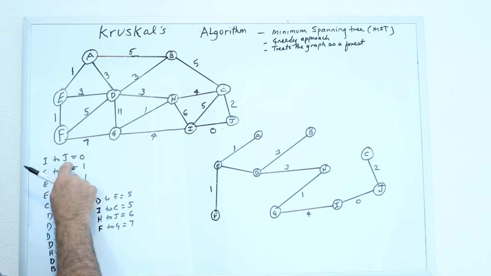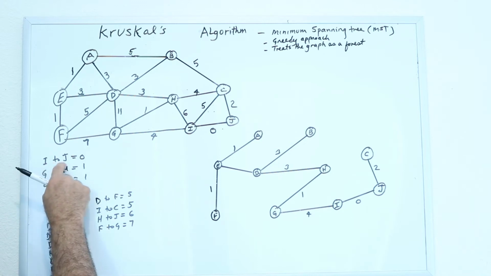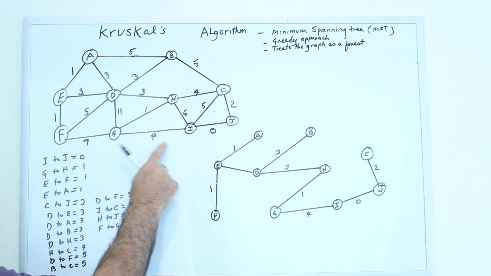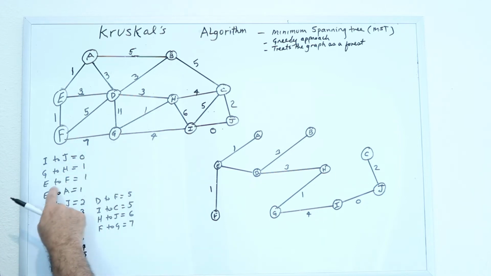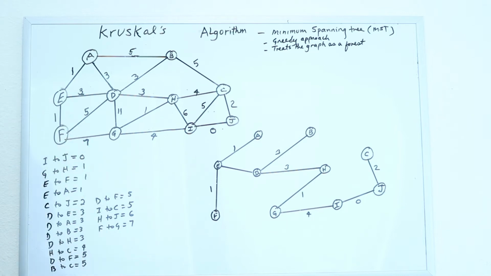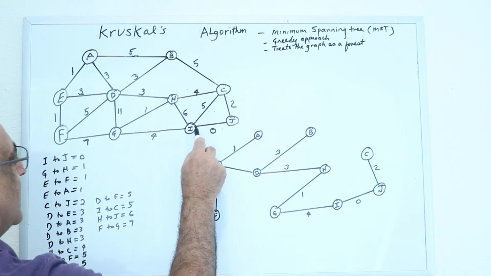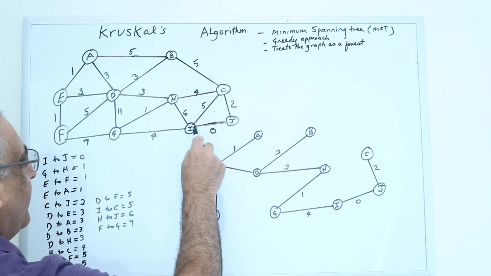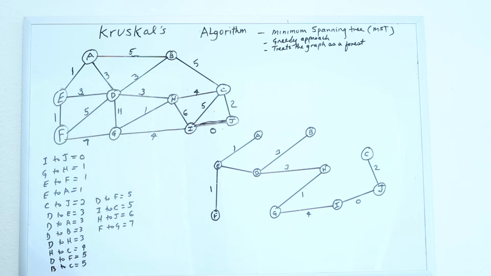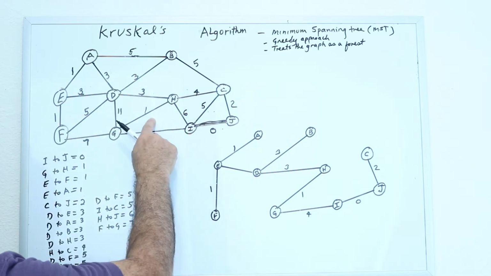So these are the lengths I have here: I to J, which is 0, G to H, which is 1, E to F, which is 1. So those are the minimum. Now the way this algorithm starts, we start with the least value here. So I'm going to highlight I to J. This is 0. Now, are there any more zeros? No. So there is a 1.